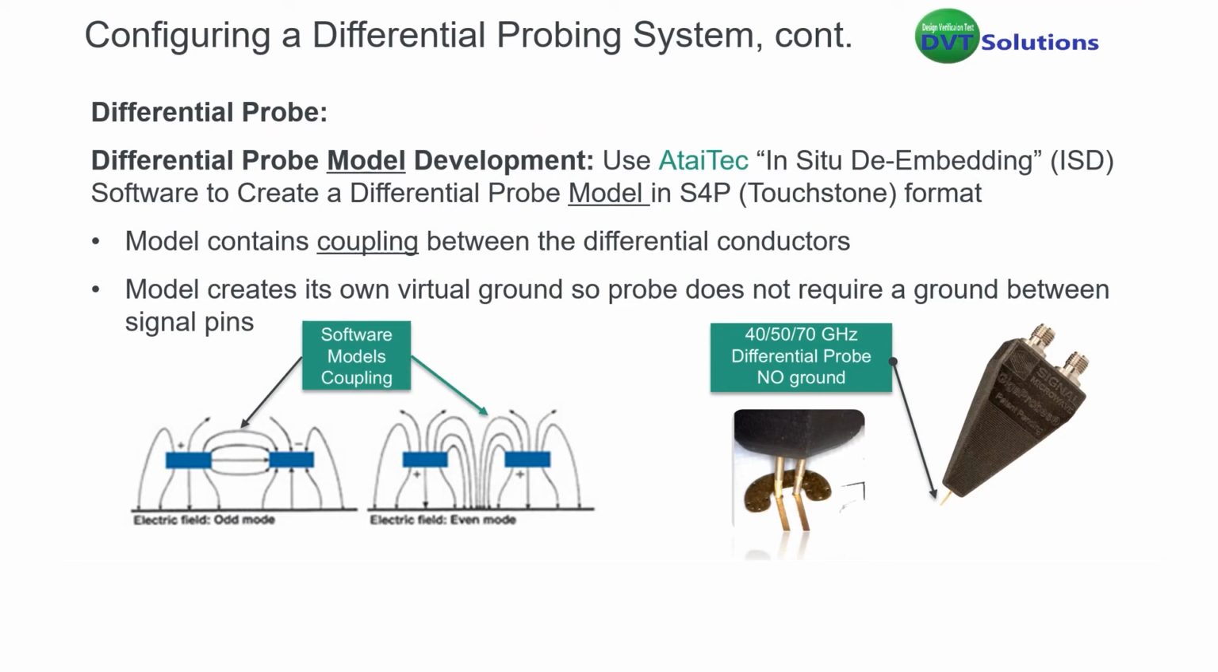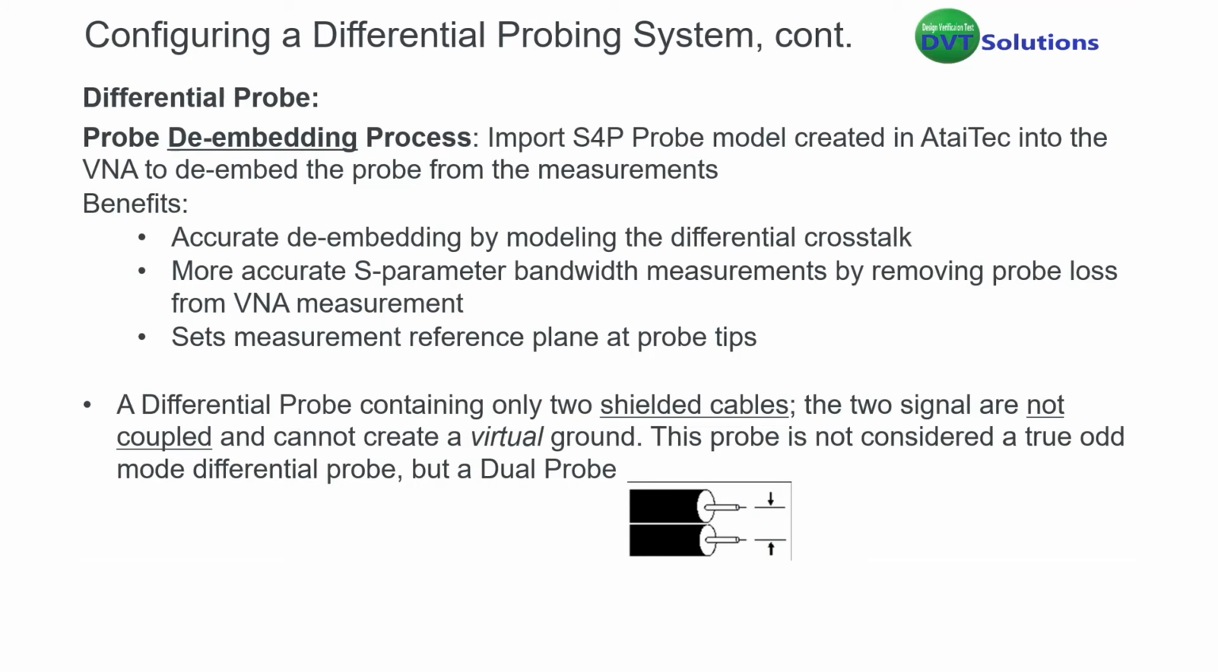If you draw your attention to the picture at the lower right-hand side, we've just introduced these differential probes. These will go up to 70 gigahertz. And as you can see in the picture, in the center or off to the left of the probe, there's only 2 signal pins. There is no ground. So we're completely relying upon the coupling of the probe to carry the energy back and forth through the probe. And to model that is a really difficult thing to do. But we've been able to do that with the AtaiTec software, which we'll discuss later on, and we'll have a live model creation demonstration later. Now, probe de-embedding process.